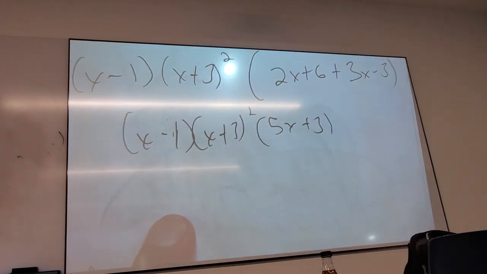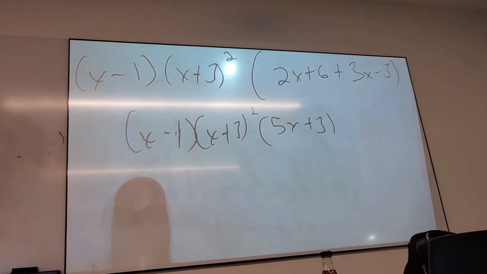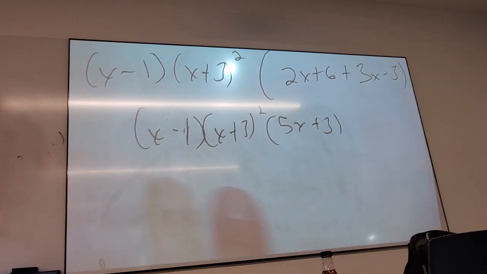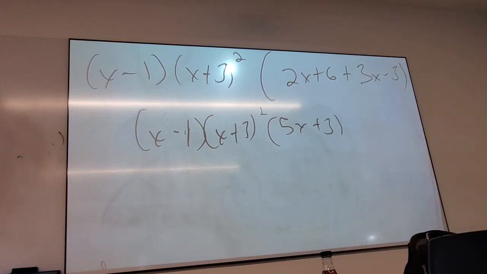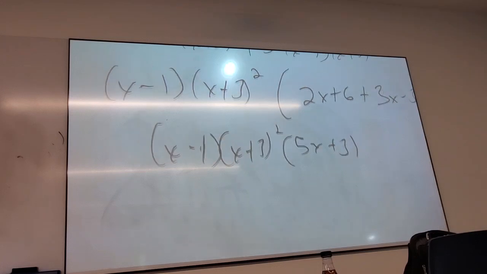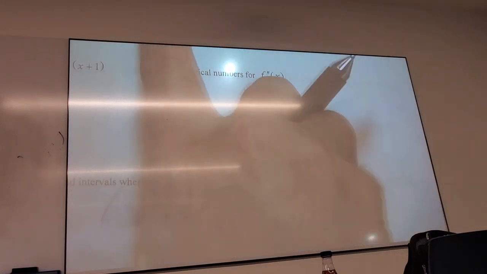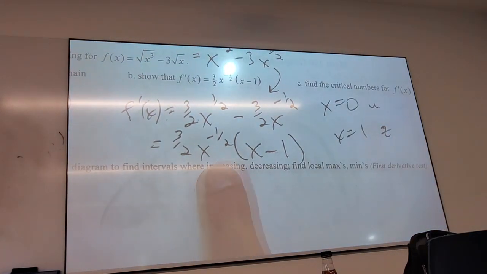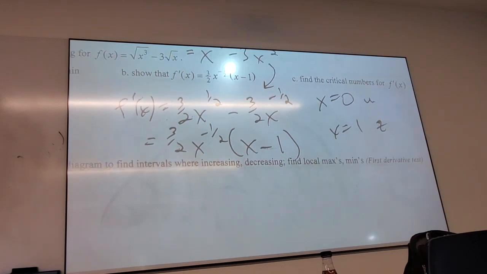Is 0 an answer for a critical number? No. Why? Does it make it undefined? Nope. Does it make it 0? Nope. So it's very easy for a critical number to not include 0. Unfortunately, I just made two examples that have 0 as a critical number, but it doesn't always have to be. Why is it an answer here? Because it makes it undefined. What if it doesn't make it undefined? Then it's not a critical number.